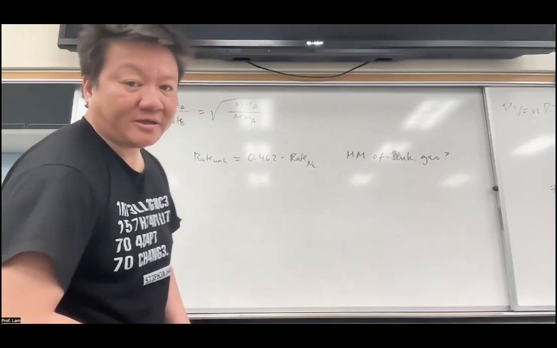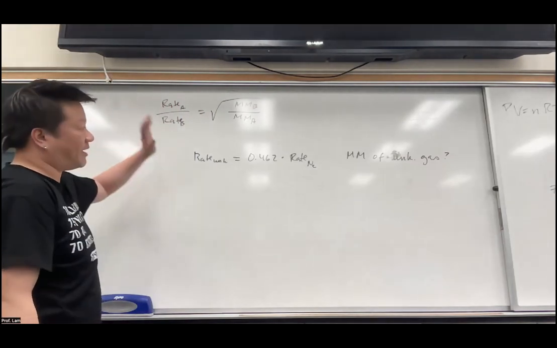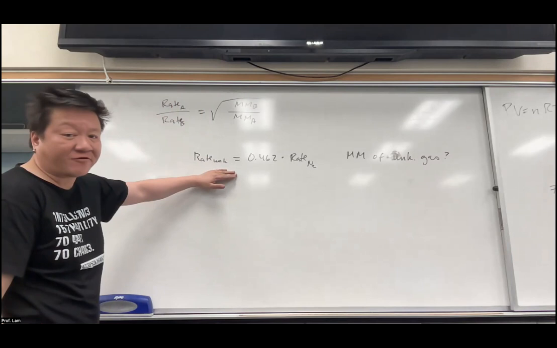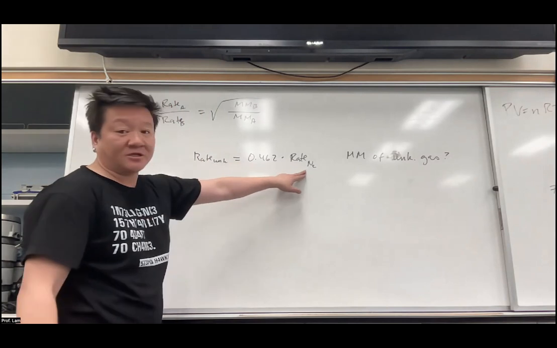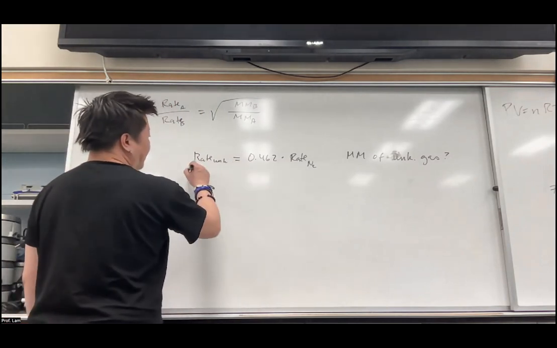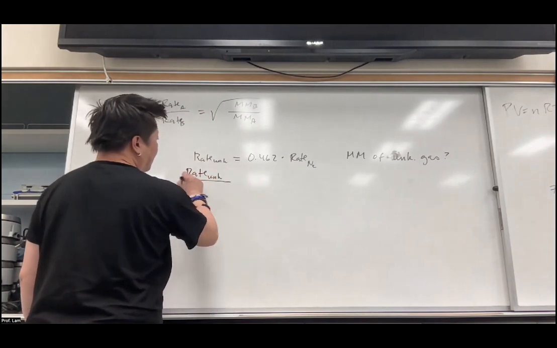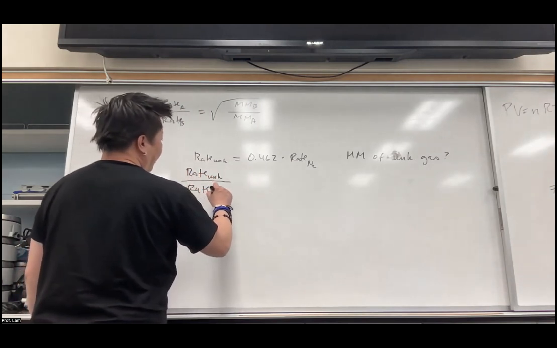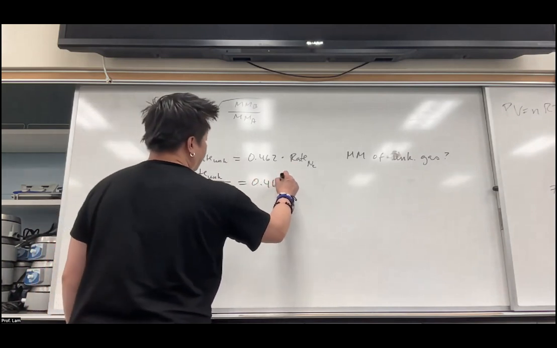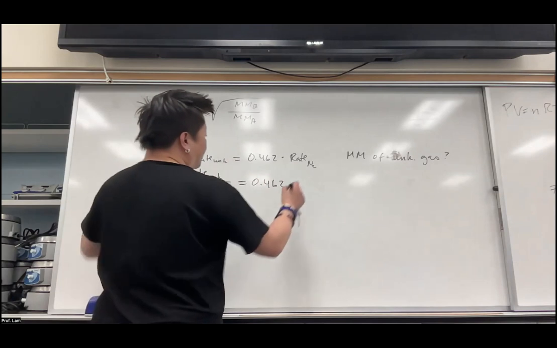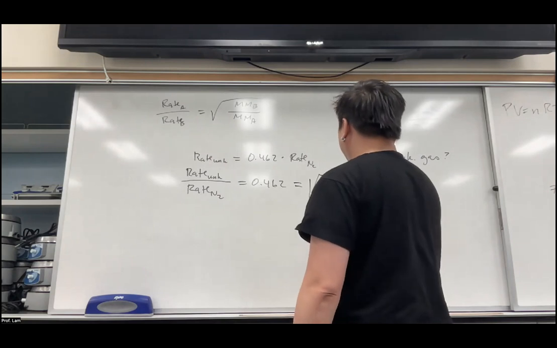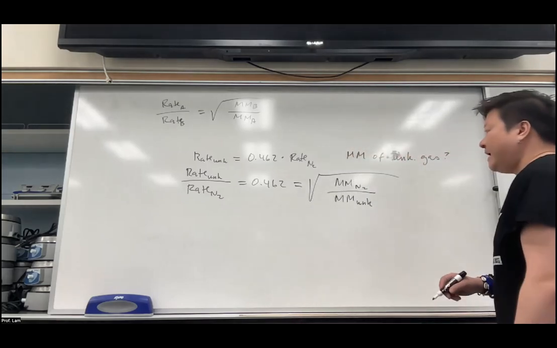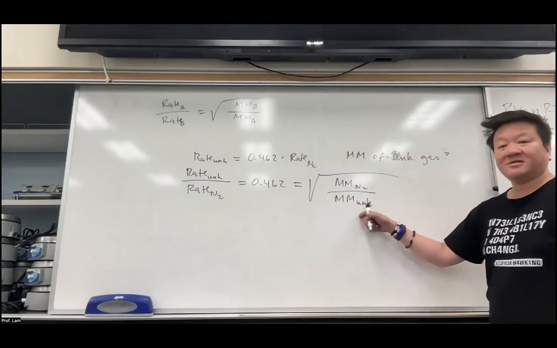Okay, let's go and do that. So again, here's the equation we're going to use, and this is the information we translated from that first sentence. The rate of the unknown gas is 0.462 times the rate of N2 gas. So what does that mean? The rate of unknown gas over the rate of N2 gas is 0.462, which is equal to the square root of the molar mass of nitrogen gas over the molar mass of the unknown gas. And we're asked to solve for what? The molar mass of the unknown gas, right?